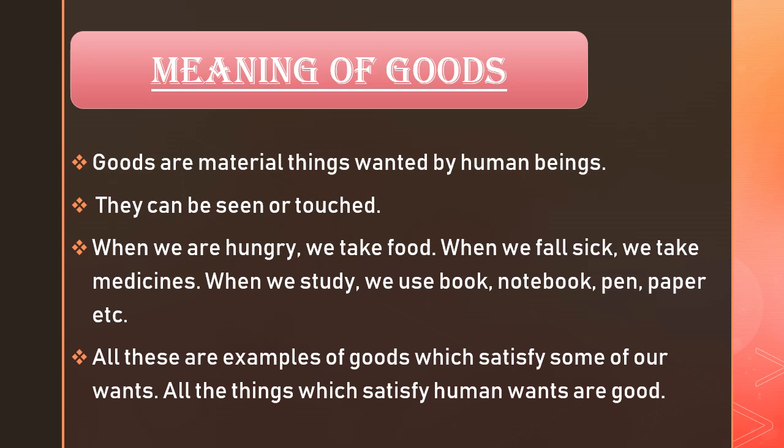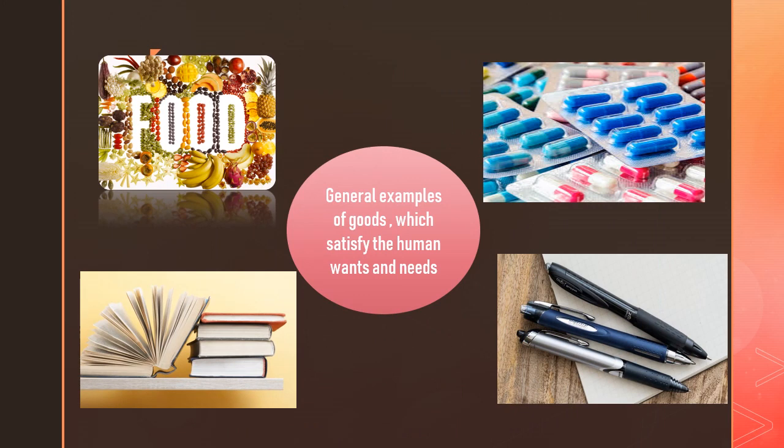Here's the example: when we are hungry, we take food. When we fall sick, we take medicine. And when we study, we use study materials like books, notebooks, pen, paper, etc. All these are examples of goods which satisfy some of our wants and needs. All the things which satisfy human wants are goods, in short. Some examples of goods are food, which satisfies our hunger; medicine, which we use whenever we feel sick; and books and pens, which you know very well we use for studying and writing.